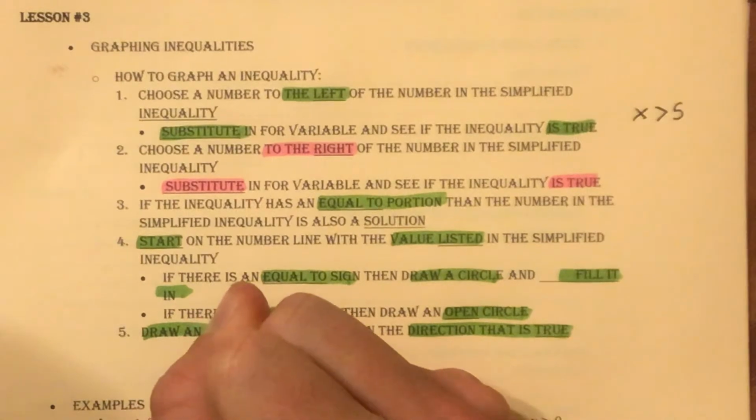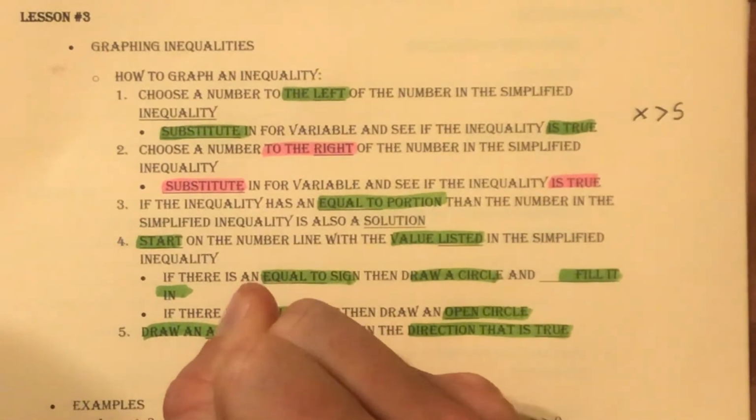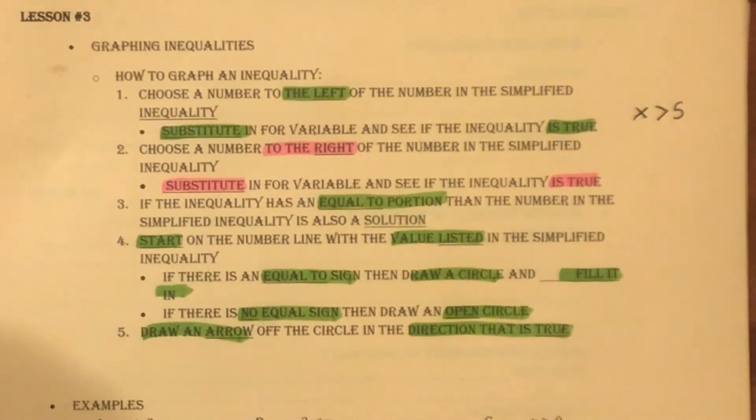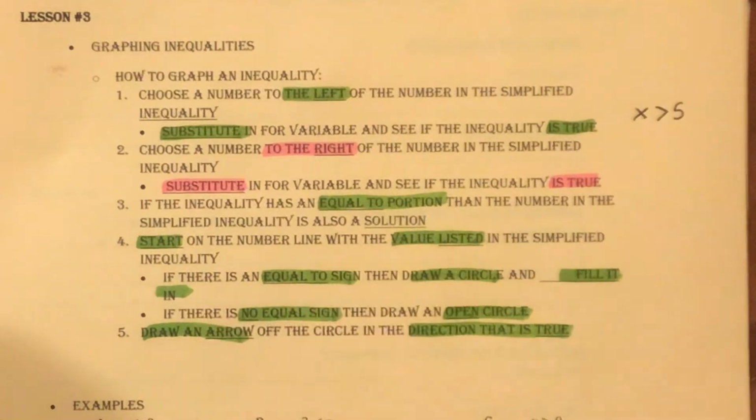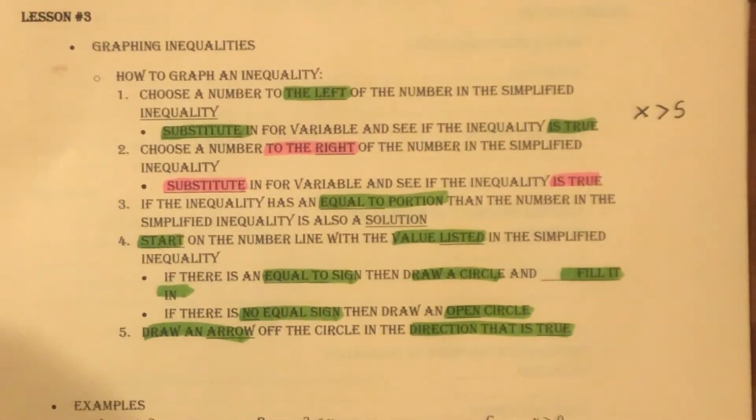Negative 2 is less than or equal to negative 3. So then I want to see, does that make that true? Well, is negative 2 equal to negative 3? No, it's not. Is negative 2 less than negative 3? Well, no, it's not, because it's moving towards the right. So that means that this is false. So then next step is now I want to go to my number line and I want to graph this.